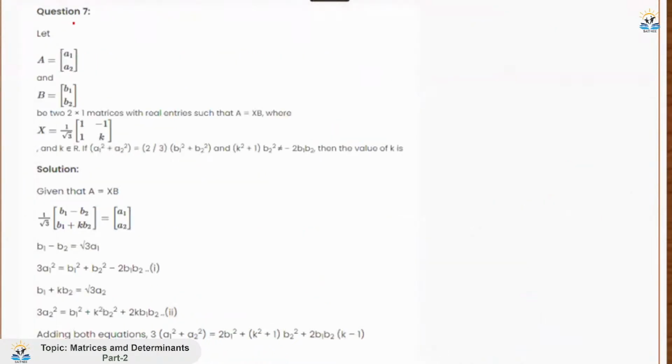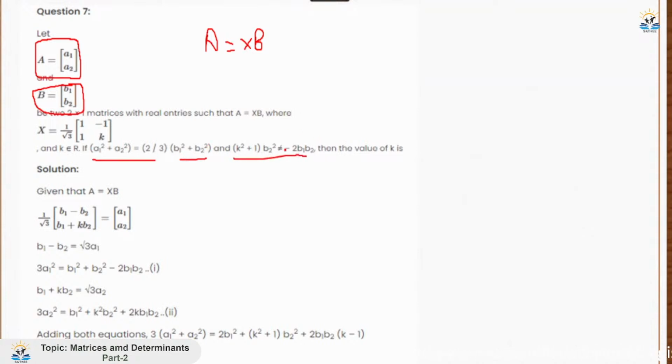Moving on to the last question. In this one, it is saying A is a column matrix with only two elements A1 and A2, and B is also a column matrix with two elements B1 and B2, 2 cross 1, such that A is equal to X times B, and X is given to you. Then A1 square plus A2 square is this thing, B1 square plus B2 square is this thing.